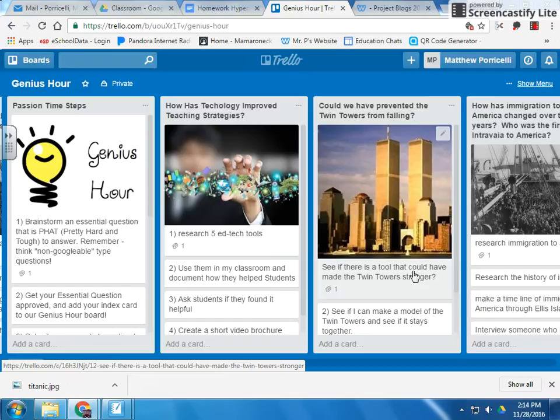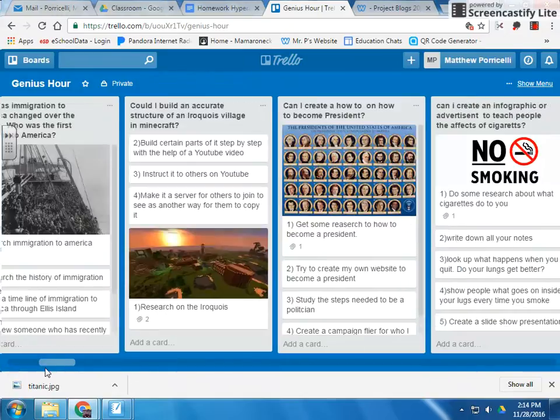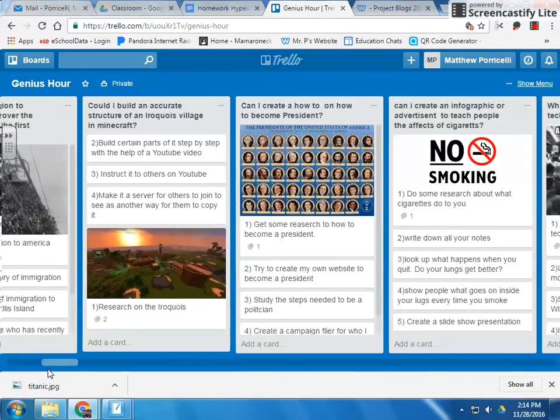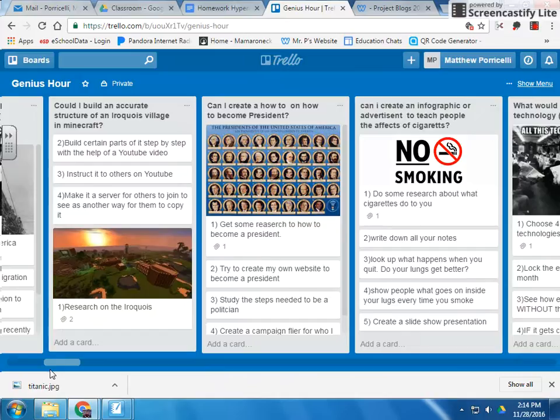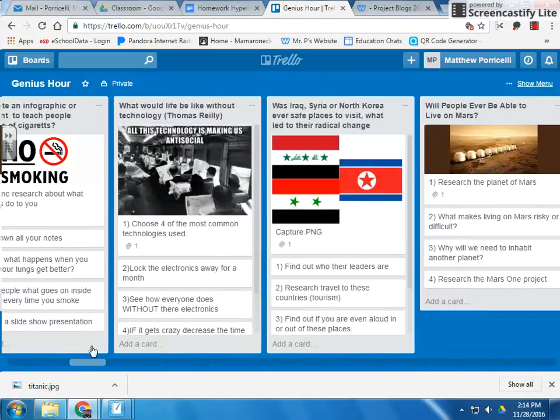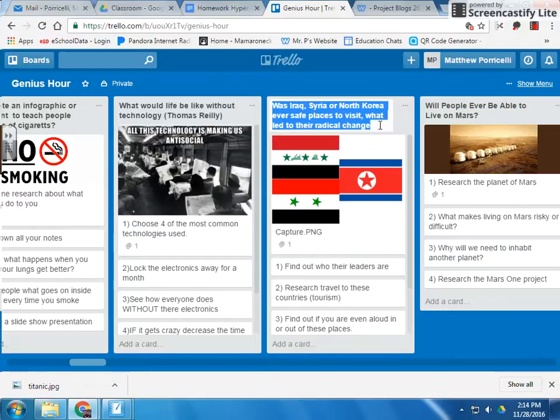Okay, so here's a little checklist of what your Trello card has to have. So once you're logged in, you think your Trello card is done, you want to make sure you have the following information. You want to make sure that you first have a title that represents your essential question. So your title should be exactly your essential question that you submitted earlier in this round.